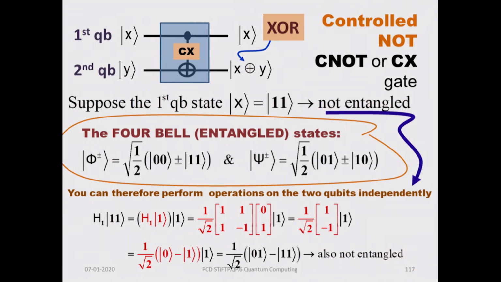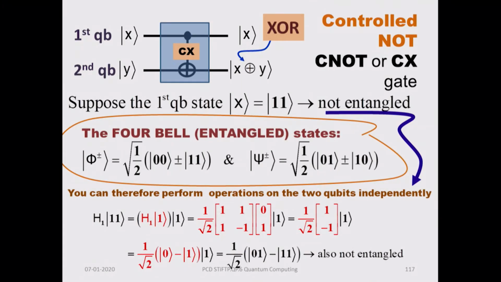So, suppose you carry out a Hadamard operation H1 on the first qubit, right. What does the Hadamard do? It will generate a superposition of the first qubit. So, you get a superposition of 1 and minus 1 on the first, the second remains 1, and the result is a superposition of 01 minus 11.